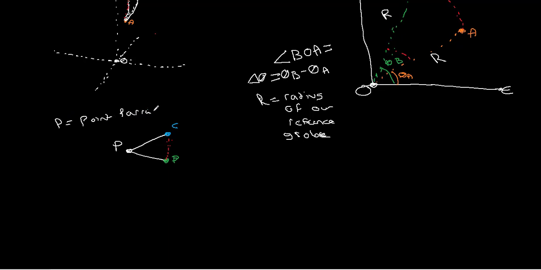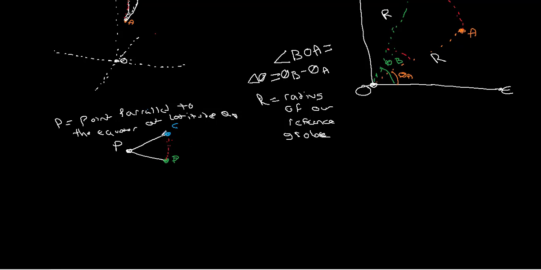And so just to clarify here, P is the point parallel to the equator. My handwriting's getting really bad. Hold on one second. Parallel to the equator at latitude, right, latitude B or latitude C, because they share the same latitude. Okay.